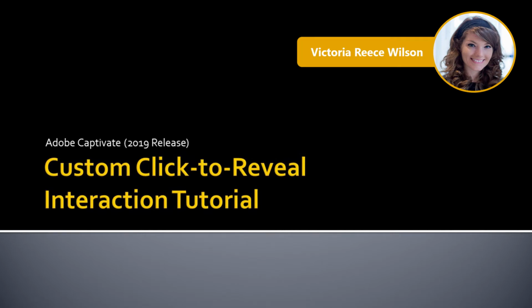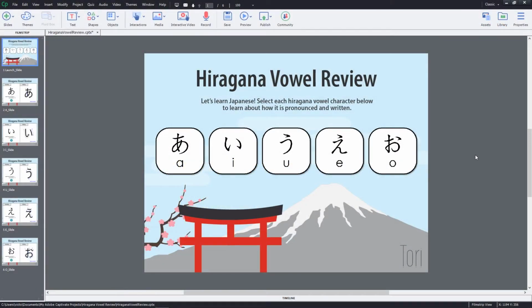Hello, and welcome to this custom Click to Reveal interaction tutorial for Adobe Captivate. Today, we're working in Adobe Captivate 2019 release. This type of interaction is ideal for projects seeking to give learners the freedom to learn more about a group of items in the order and to the frequency they wish.